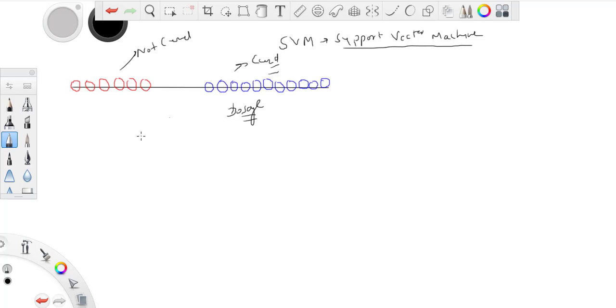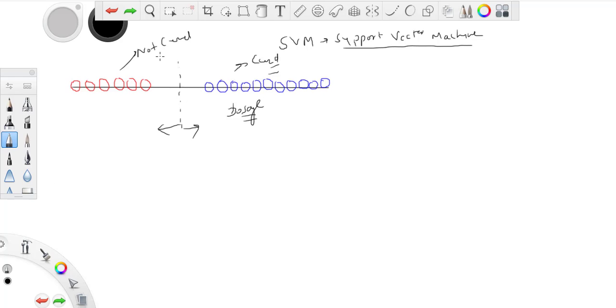So now simply I can put a line over here and say whoever is on the left side of this decision boundary is not cured, and whoever is on the right hand side is nothing but the cured people, right? Let's say I have these 5 possible options for a decision boundary, and if I ask you which one will you choose, I'm sure you all will go with this middle line. And if I ask you the reason, you'll say that this is far from all the points, right?